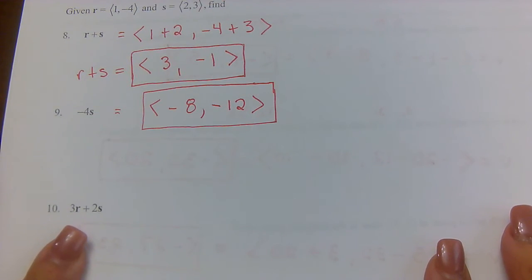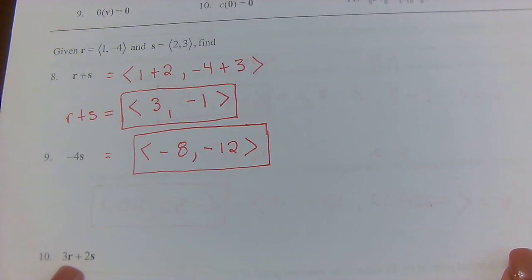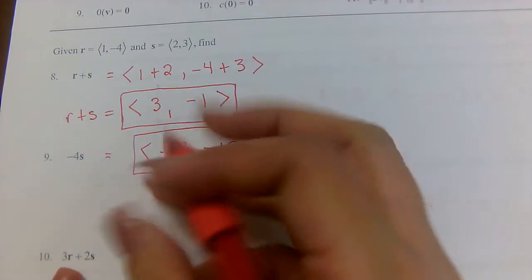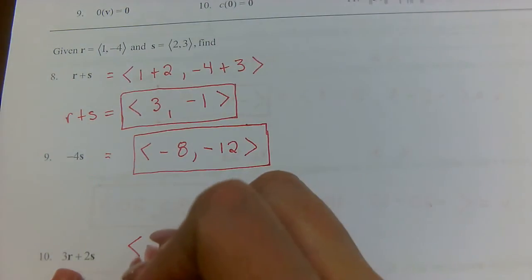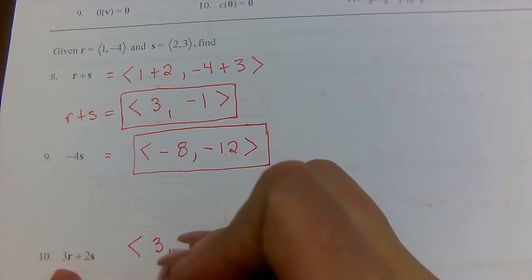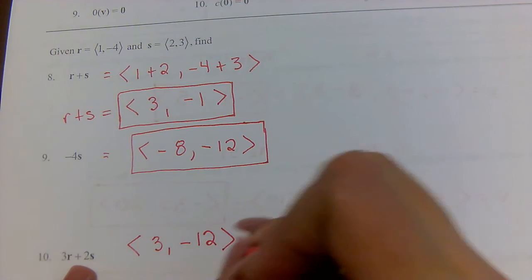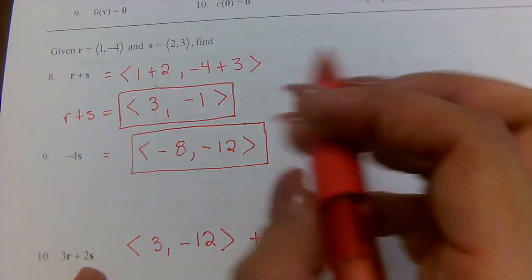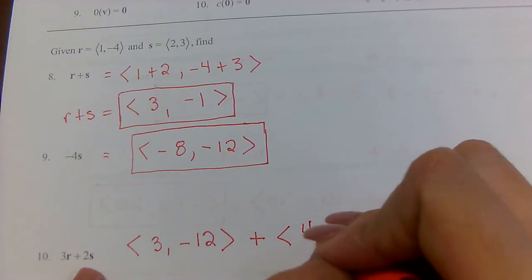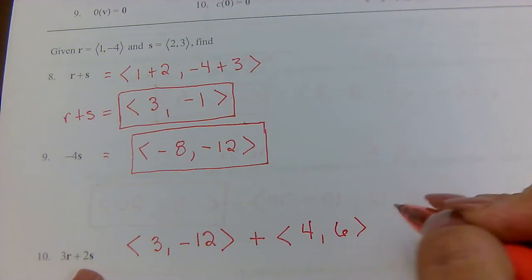Number 10, you can see we're doing something a little different. We're multiplying each of the vectors by a different scalar. So let's start with the 3R. I'm going to multiply everything in R by 3. So I'm going to have 3R is equal to 3 times 1 is 3. 3 times negative 4 is negative 12. Plus 2S. So I'm going to multiply S by 2. 2 times 2 is 4, comma, 2 times 3 is 6.